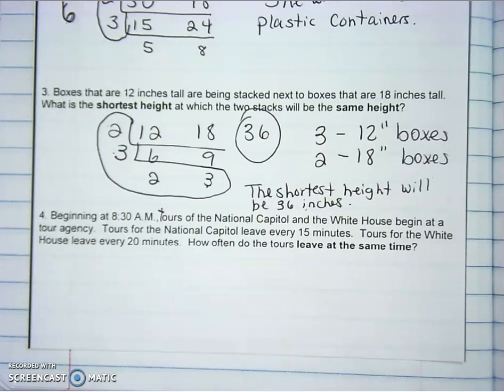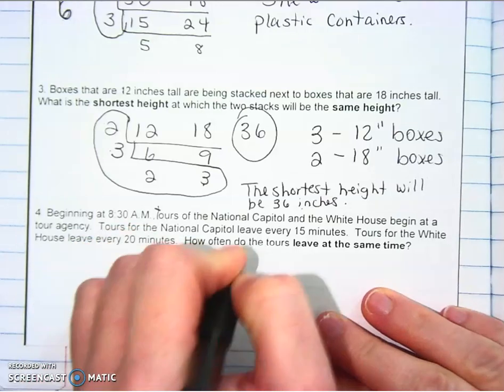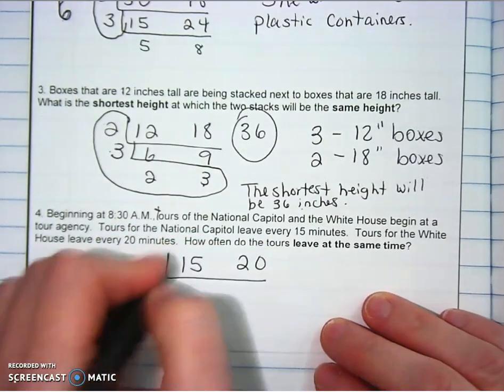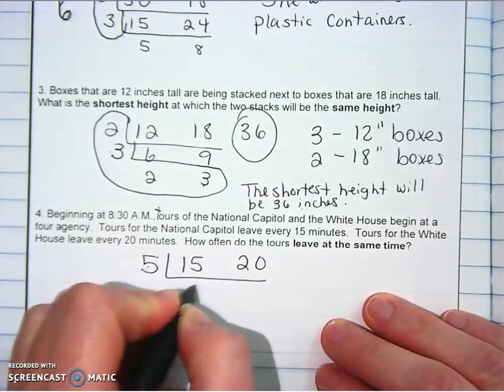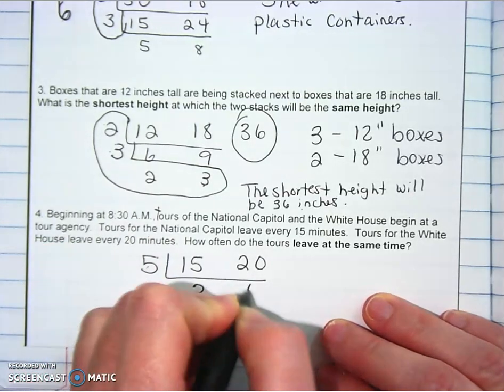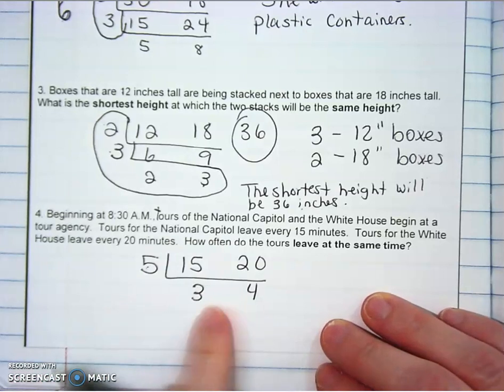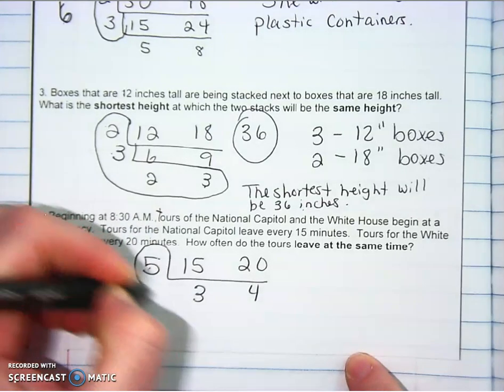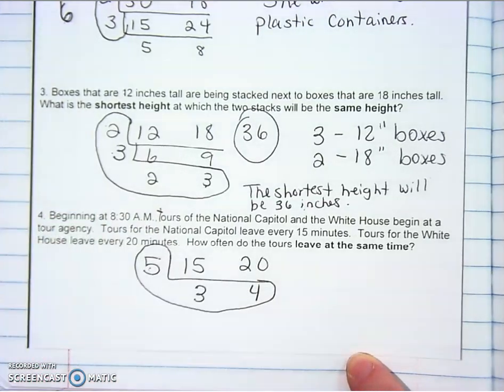Okay, so for this one, what we're doing is we're going to find the least common multiple. What they're asking is how often, like by every hour or every 2 hours, how often do they leave at the very same time? So we're going to take 15 and 20 and find a common factor. They share a common factor of 5. 5 times 3 is 15, and 5 times 4 is 20. 3 and 4 do not share any common factors besides 1, so we stop and we're going to circle the whole thing for the LCM.